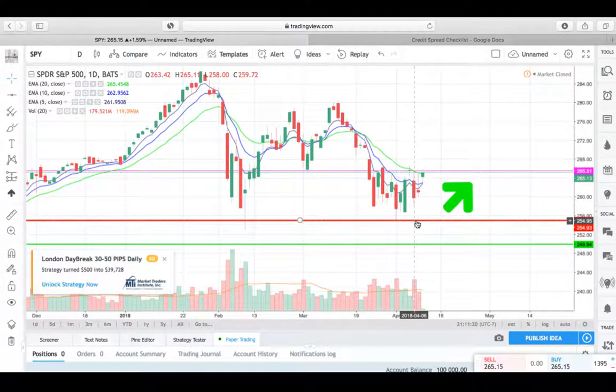So that means our max loss here is the short strike minus the $1.50, which let me make a little line here.